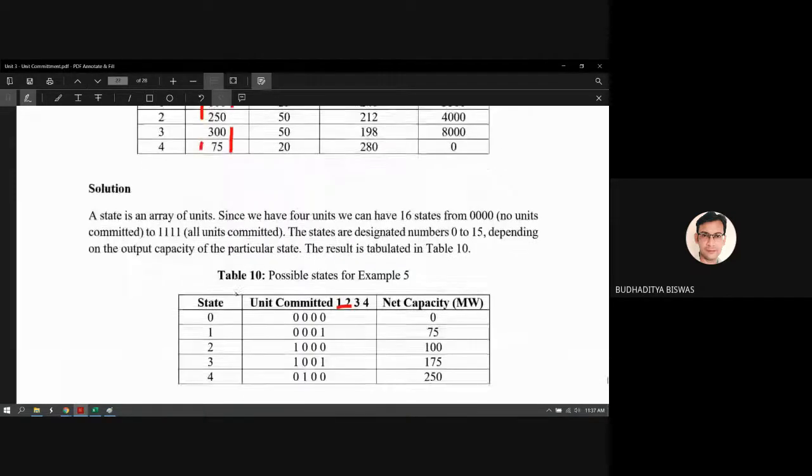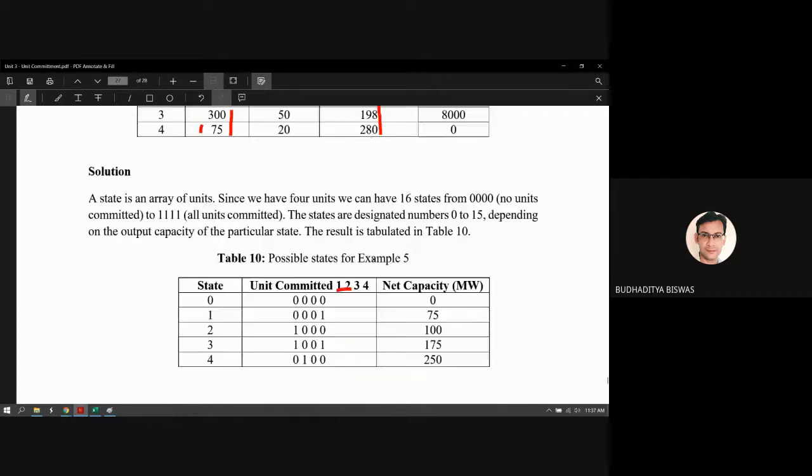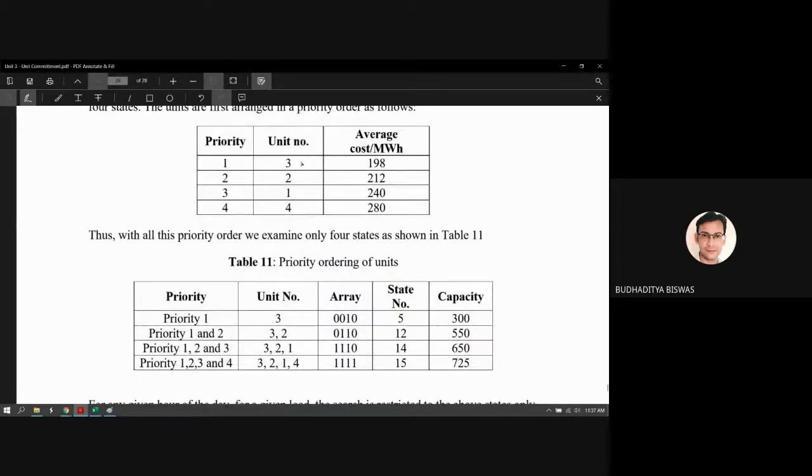Now let's see which one is the highest priority. Priority is always based on their production cost. So priority 1 is always unit 3 because it has only 198 production cost. After 198, unit 2, which is 212, then 1, then 4. So based on the priority order 3, 2, 1, 4, and this is the average cost which is given in the table. So with all this priority order, we examine only 4 states as shown in the table.